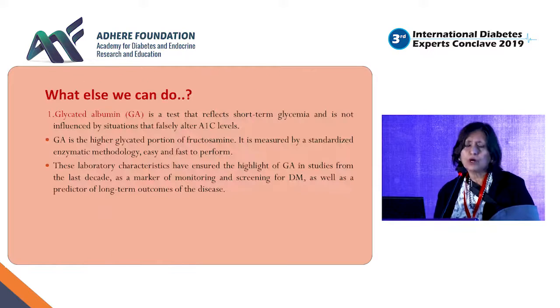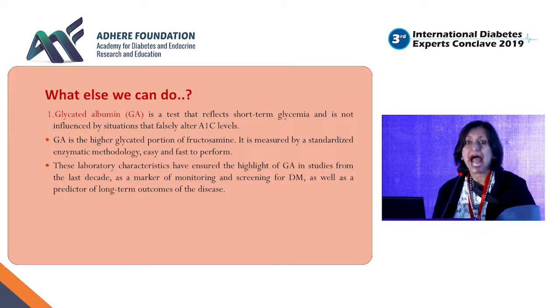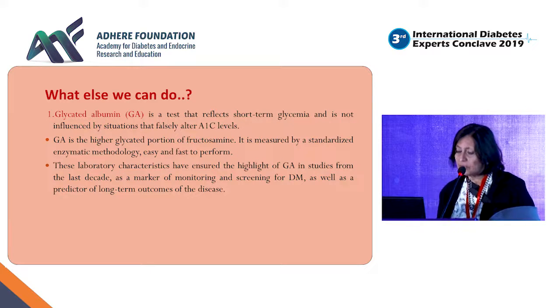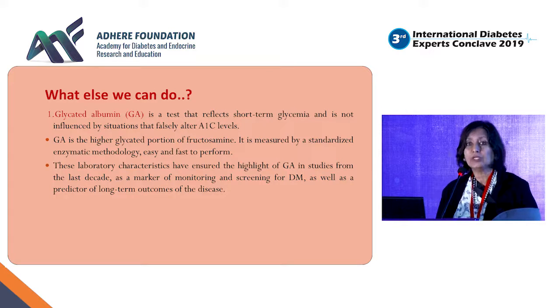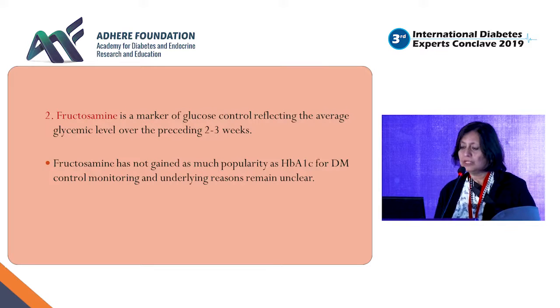Now, just a quick word on what are the new parameters apart from HbA1c which are coming into the market, which is glycated albumin. And I thought it would be befitting for me to tell you about glycated albumin. It is a test that reflects short-term glycemia, and is not influenced by situations that falsely alter A1c, which we saw in the first slide. So we have to look at glycated albumin.